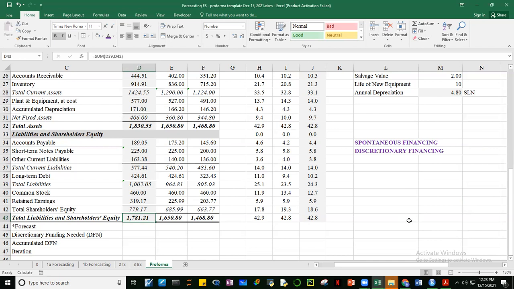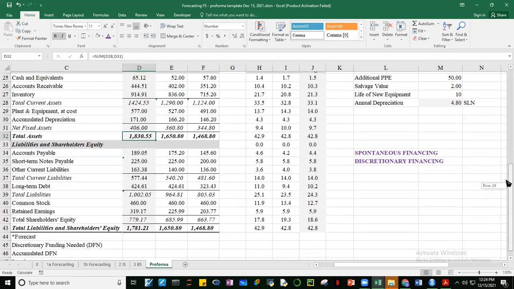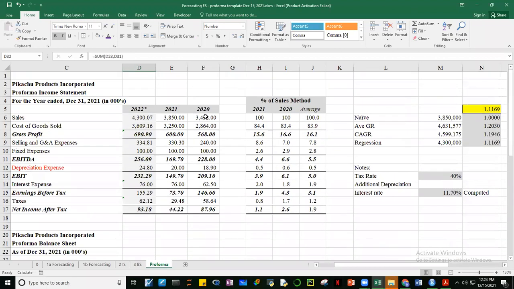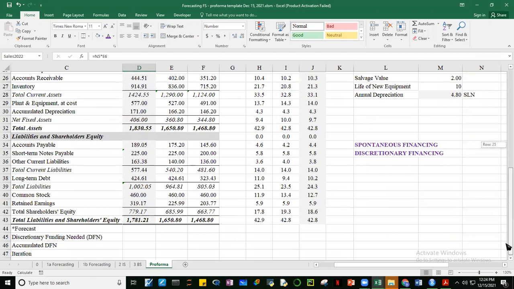So this is where we have this measure called DFN or AFN, no? Additional funding needed or discretionary funding needed. Okay, all right. So, saan nagaling itong 8035 na to? This is your total sales and it's based on the forecasted revenues natin, no? In fact, pag binago natin yung sales natin based on whether it's naive, average growth rate, CAGR, or regression, mababago din, guys, yung balances, no?